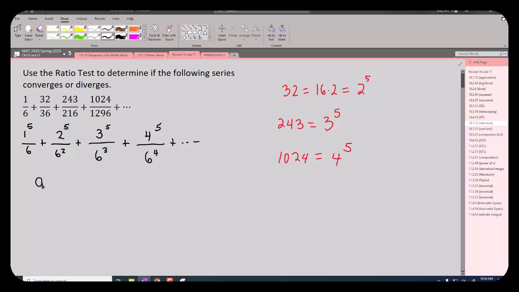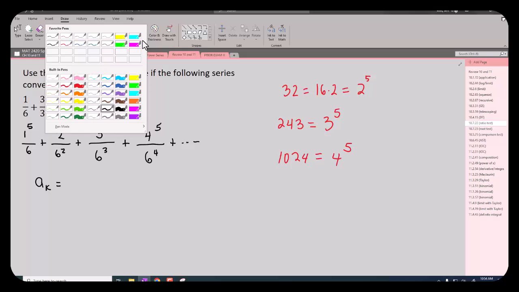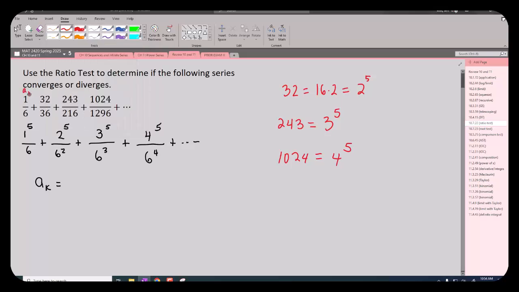So our a sub k is going to be, so this is 1, we're going to call this a sub 1, a sub 2. We don't have to start with 1, but in this case it makes the most sense. So a sub 1, a sub 2, a sub 3, a sub 4. And then we see pretty clearly that this is going to be whatever the k is, raised to the 5th power, divided by 6 to the k.